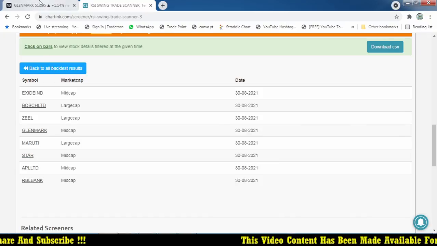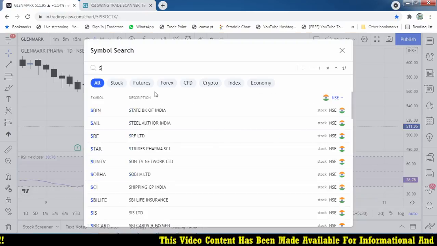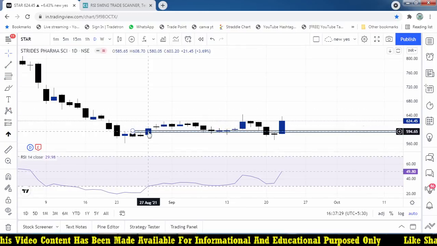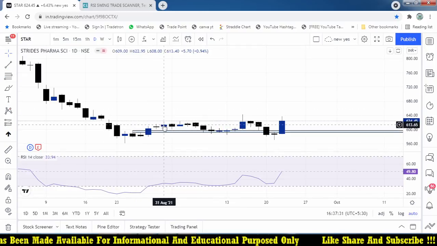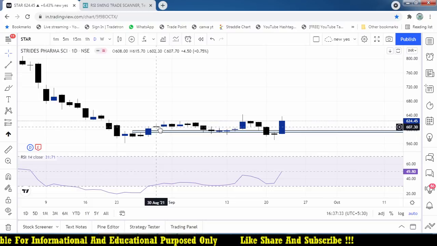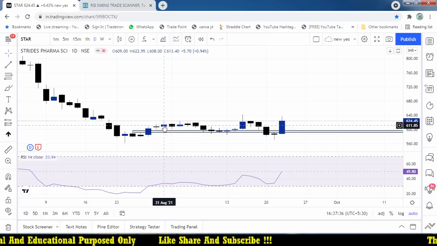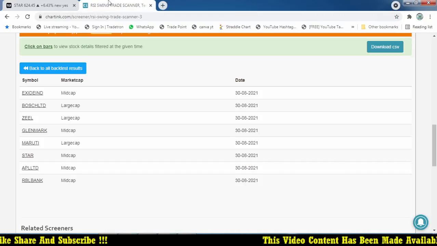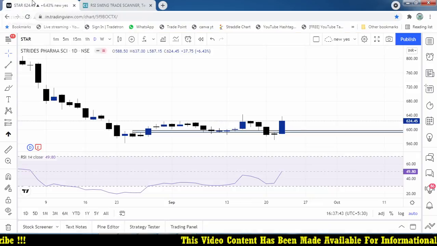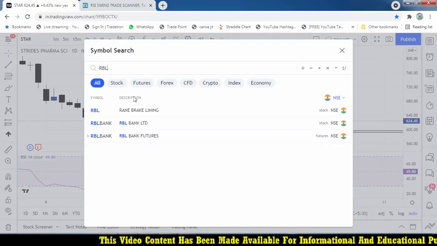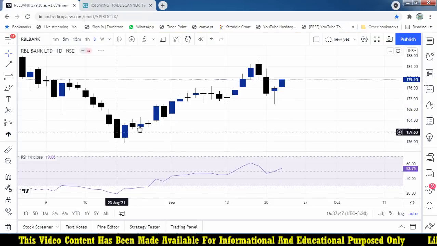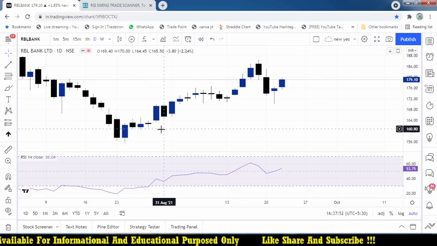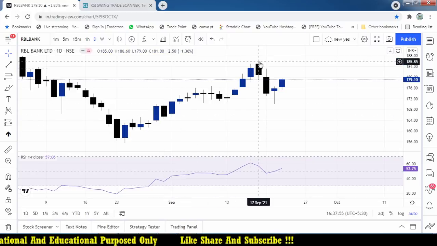RBL, Star, you can backtest it out. Star on 30th August, this one, sorry, 30th August, maybe this one, around 602, next day 622, that good profit in a day, right? And finally RBL, Maruti, so many stocks. RBL Bank, this one 30th August, the same good move, but next day down, but it is not triggering your stop loss and it moves well.